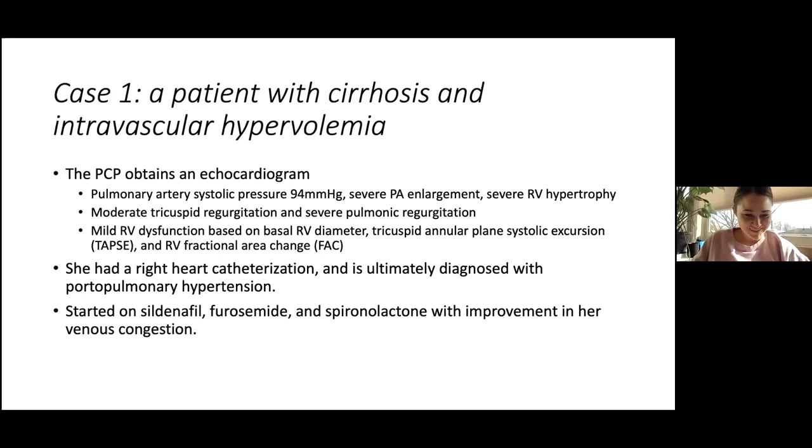And so she goes on, her primary care doctor refers her to a cardiologist. She has a right heart cath and ultimately is diagnosed with portal pulmonary hypertension. She's started on sildenafil, furosemide, spironolactone, and has improvement in her venous congestion and establishes care with hepatology and is doing well. She's feeling better.